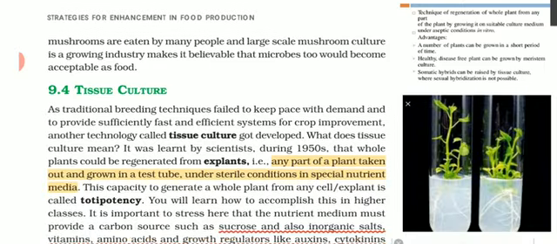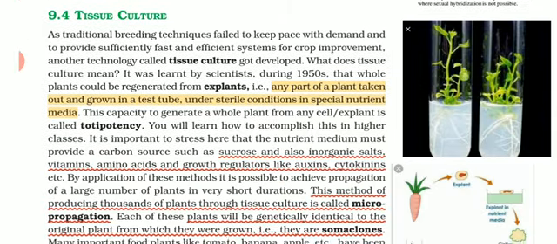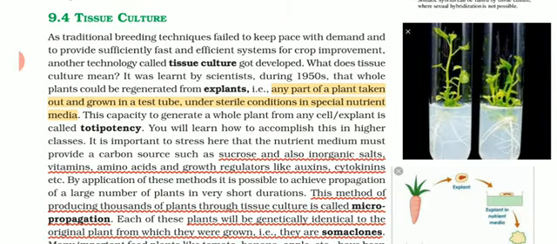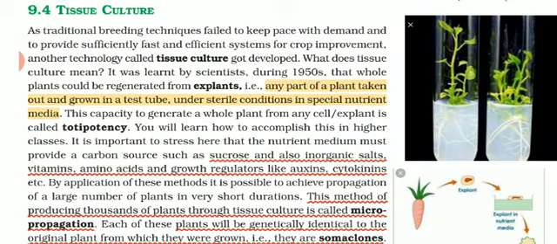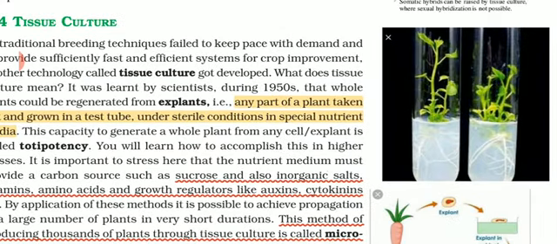So now we come to the last topic of the chapter, that is tissue culture. If you see this picture, plants are grown in a test tube. In the laboratory, if we are growing them, what can be the advantages? Advantages can be we can maintain the environmental conditions. We can give them a proper nutrient medium. Then we can grow them on a large scale in less time.